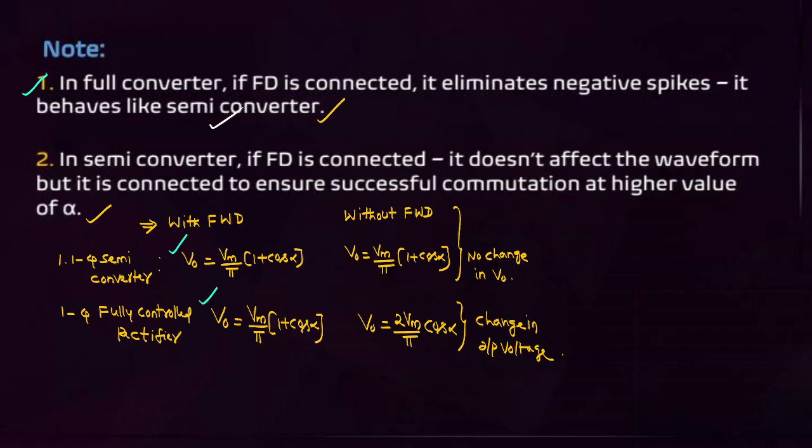But what is the reason we are connecting freewheeling diode? We have the doubt, sir. In semi-converter, there are no negative spikes.